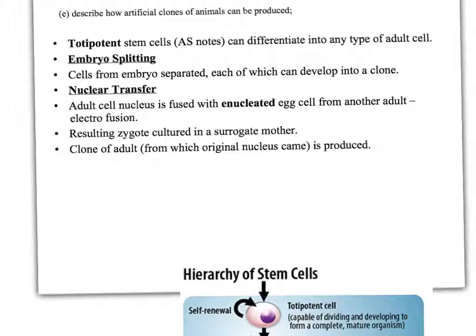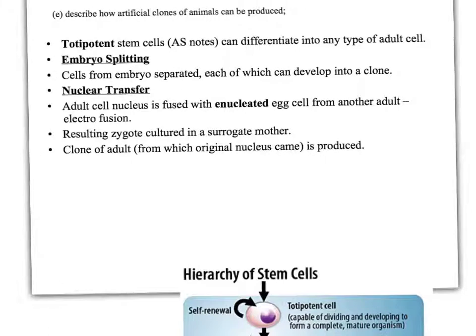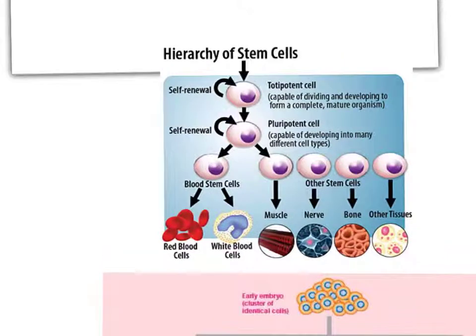This slide deals with how artificial clones of animals can be produced. Okay, so it all is based on the idea that totipotent stem cells can differentiate into any type of adult cell. Okay, which again, the word totipotent is something you will have come across in your F215 course. So a totipotent cell is one of these stem cells which can divide and differentiate into any other type of cell. Okay, so they then divide into what we call pluripotent cells.